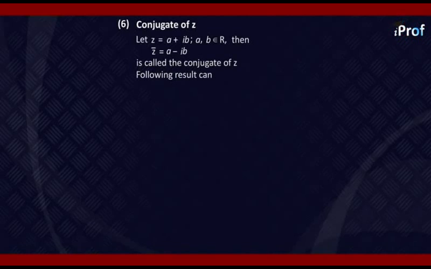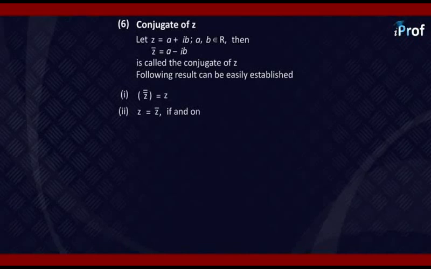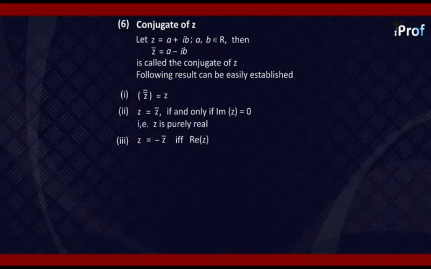Following results can be easily established from the definition of a conjugate of a complex number. First, z bar double bar is equal to z. Second, z is equal to z bar if and only if imaginary part of z is equal to 0, that is, z is purely real. Third, z is equal to minus z bar if and only if real part of z is equal to 0, that is, z is purely imaginary.